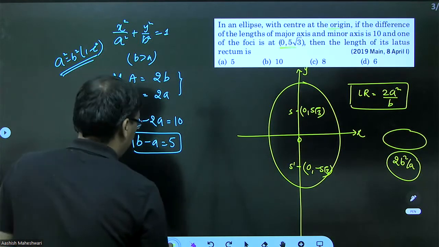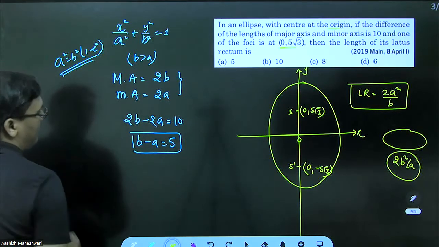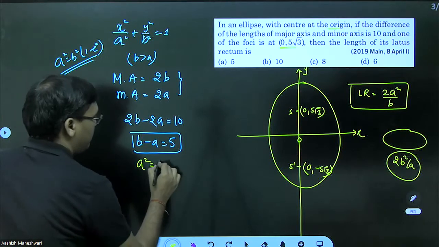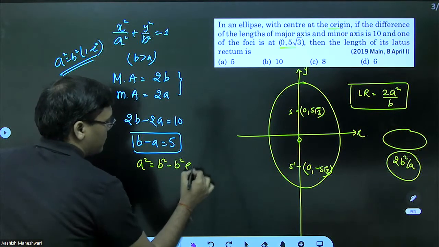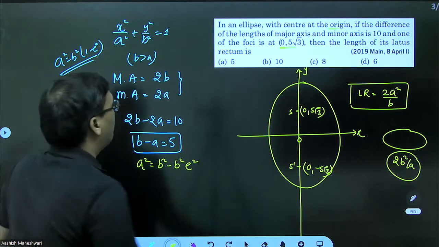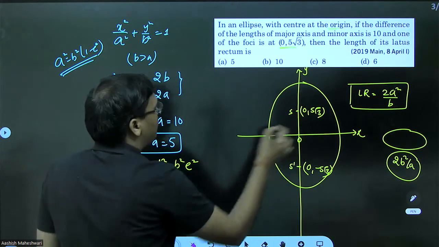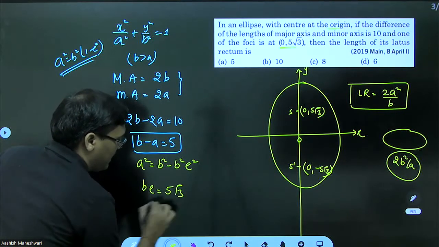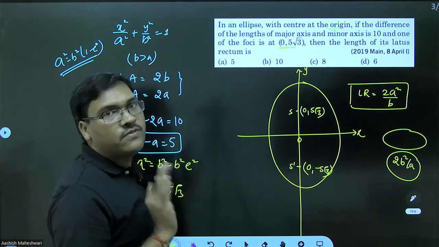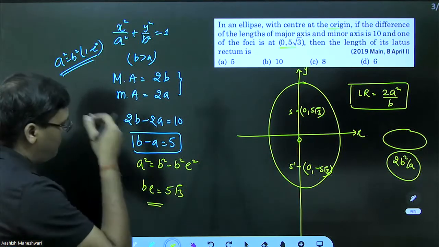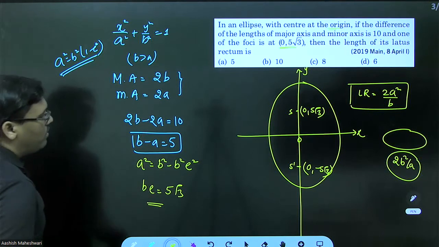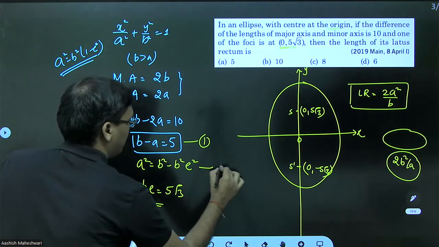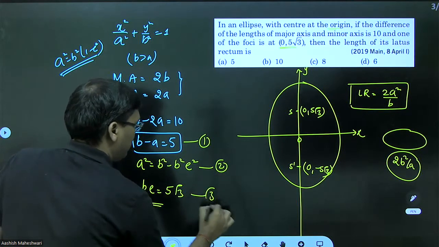So again you have these relations. You can check this. We have a square is equal to b square minus b square e square. You can see, and we know the focus of this is 5 root 3. So can we directly say be will be equal to 5 root 3? Exactly the same thing which we have done in the previous question. So now we have to just find the values of a and b. This is one relation we have. This is another relation we have. And this is the third condition we have, right?